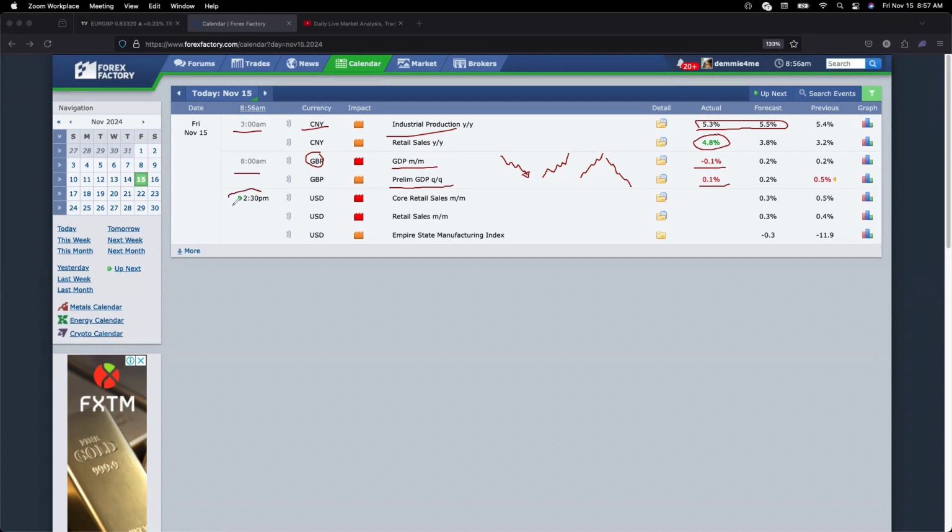So by 2:30 today, we have core retail sales month on month, retail sales month on month, and the Empire State Manufacturing Index. The market is forecasting a 0.2% drop in core retail sales. For retail sales itself, the market is forecasting a 0.1% drop. And right here, the market is expecting a higher Empire State Manufacturing Index, I think from 11.9 to minus 0.3, which is quite low.